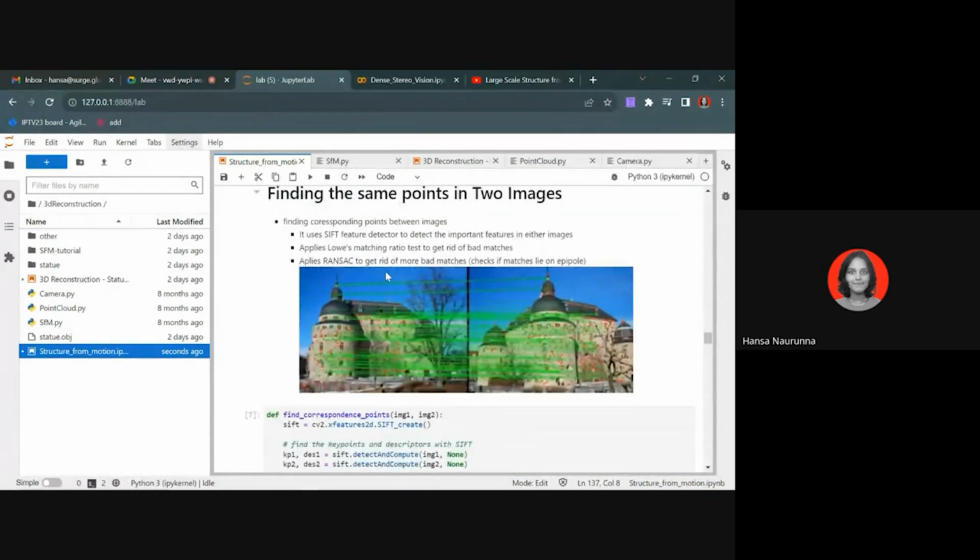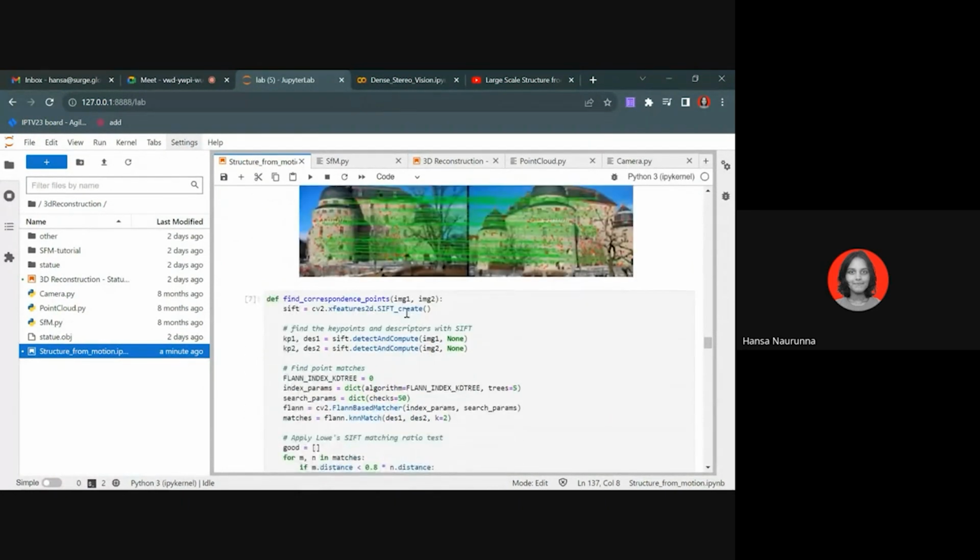Finding the correspondence points. So in this example, we are going to be using the SIFT feature detector. SIFT is a patented thing, and I don't think commercially you can actually use it. So most projects use something like ORB or something. But over here, since it's not really commercial, we'll use SIFT.